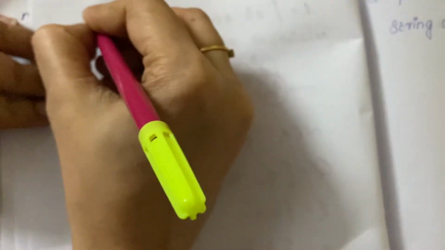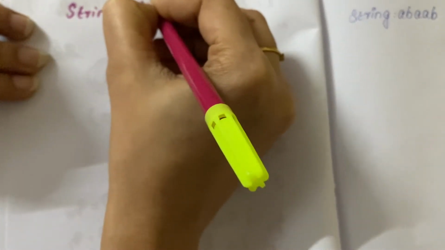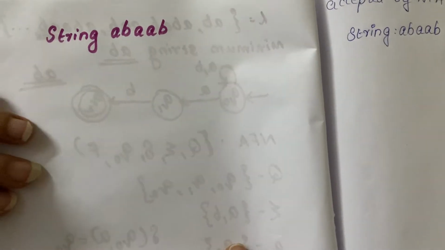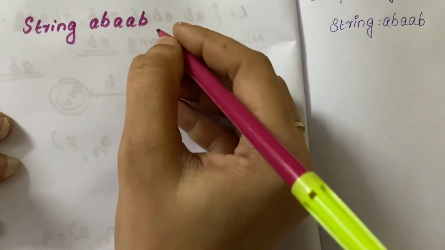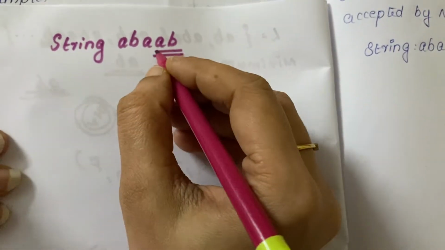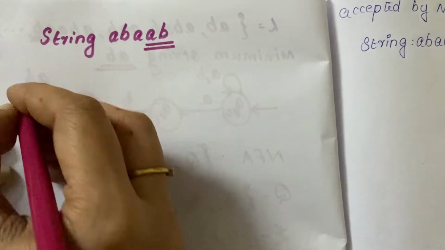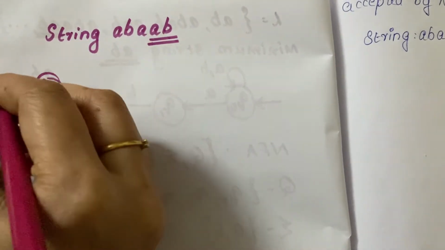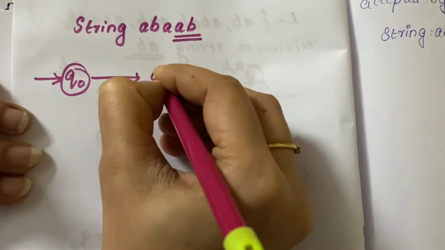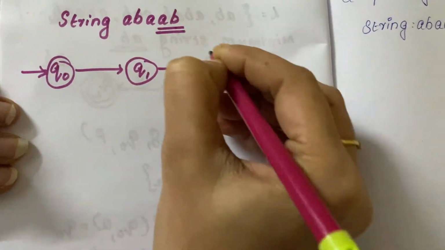Just check whether the string A, B, A, B is accepted by this particular NFA. Seeing the question itself, you will be able to understand that the NFA has been constructed for strings that end with AB, correct? So once again, I will draw the transition diagram here so that it will be very clear how that string will be accepted.